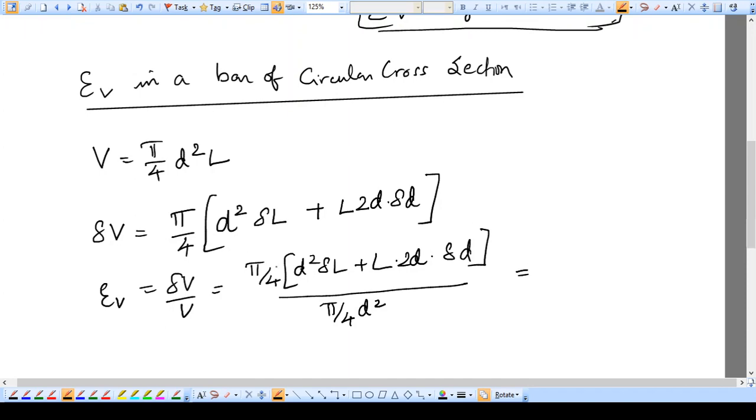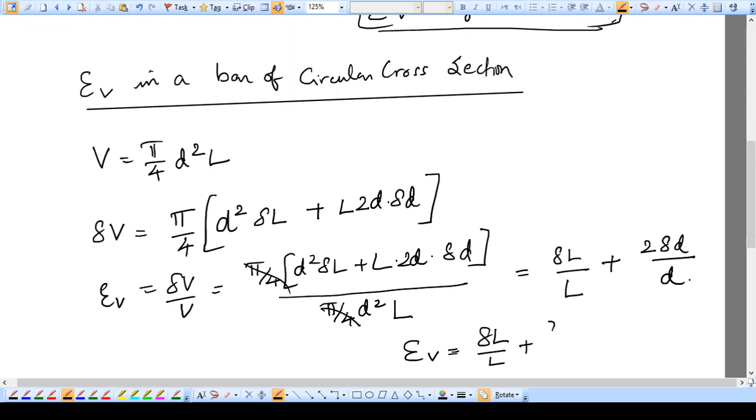So if you cancel the pi by 4 and solve this, the denominator will be having pi by 4 d square L. So this on cancellation gives delta L by L plus 2 delta D by D. So I can write volumetric strain is given by delta L by L plus 2 into delta D by D.